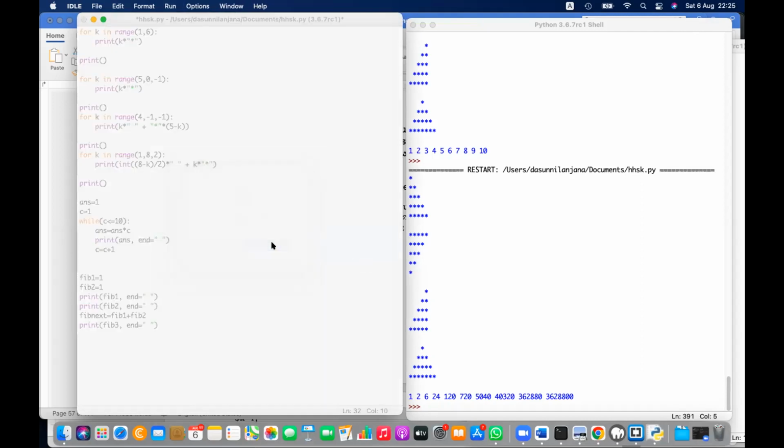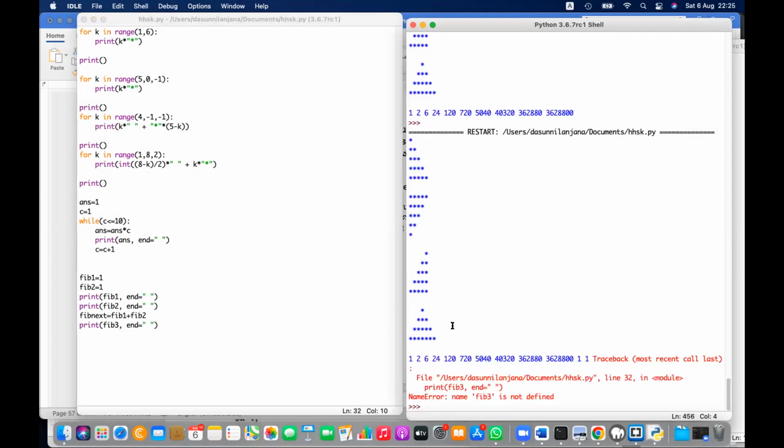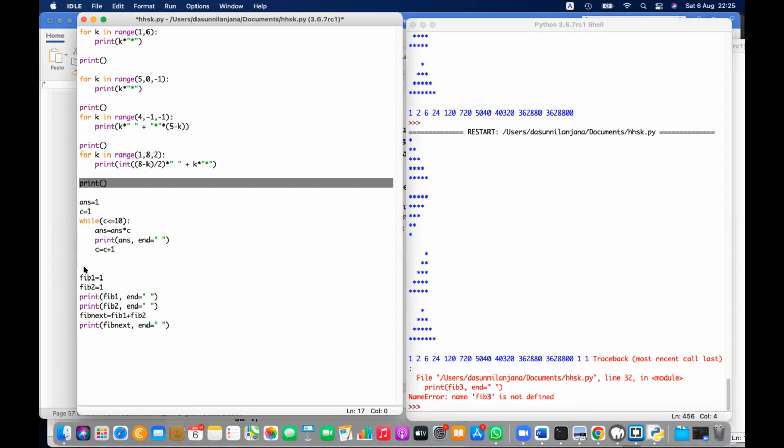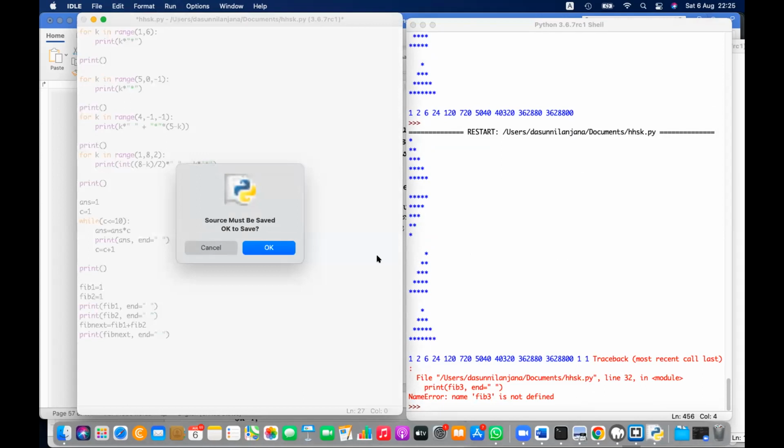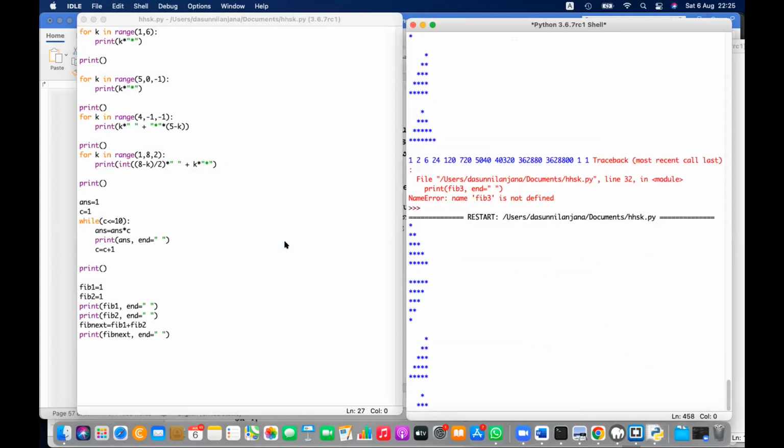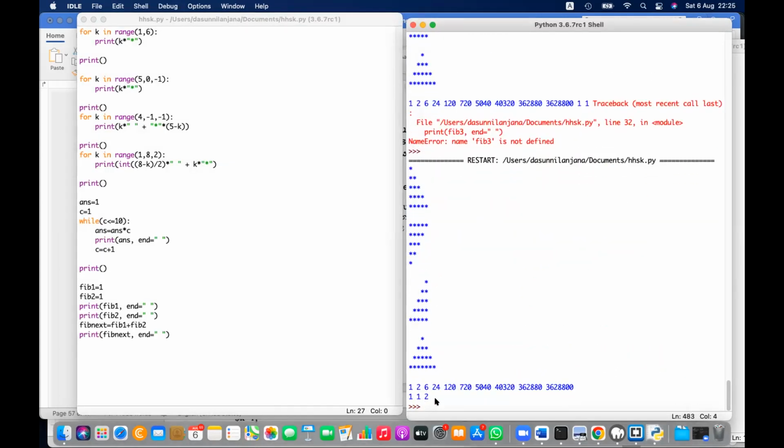Okay, let's print like this, and you can see here you actually need to do something. It's not fib 3, it's fib next, right? Fib next, and here you need a space as well. Fib next, space. So let's run this now. And you can see here 1, 1, 2 is there, but generating the next, that is the challenge. How can we generate the next?